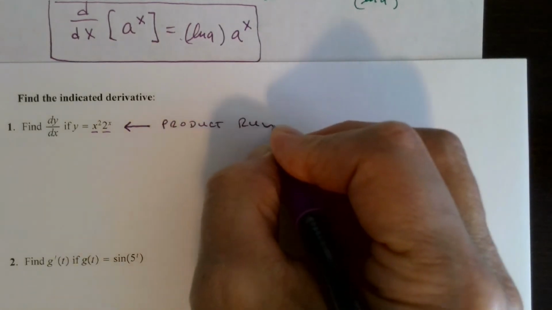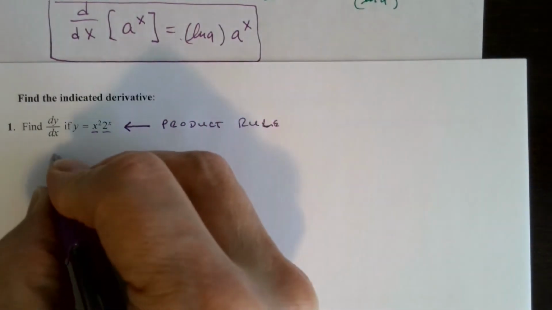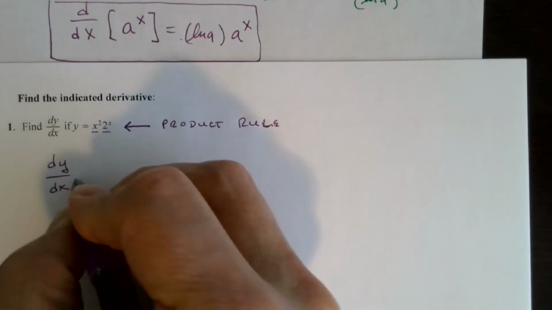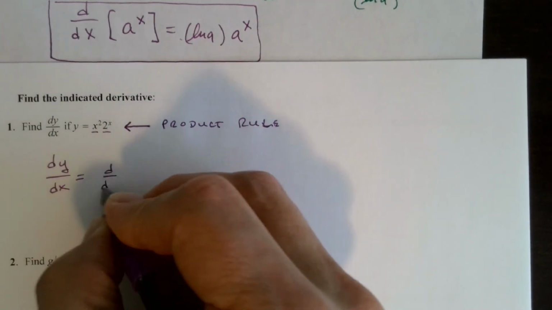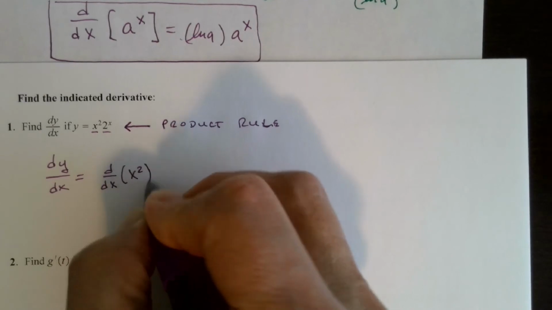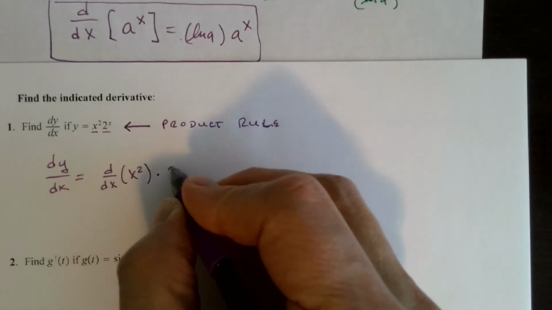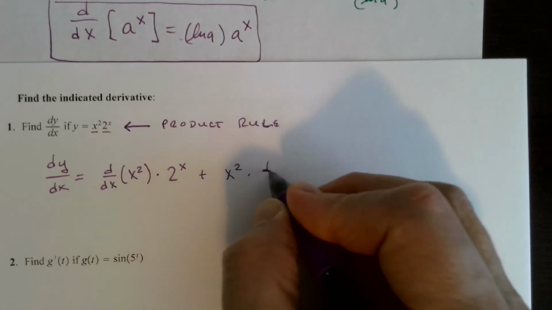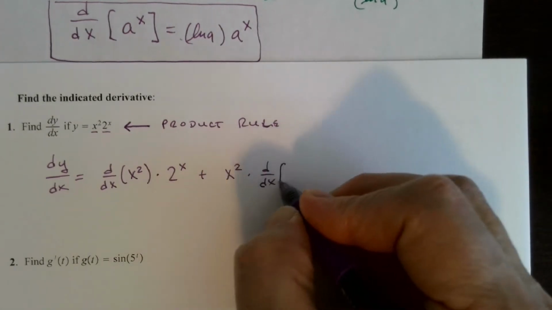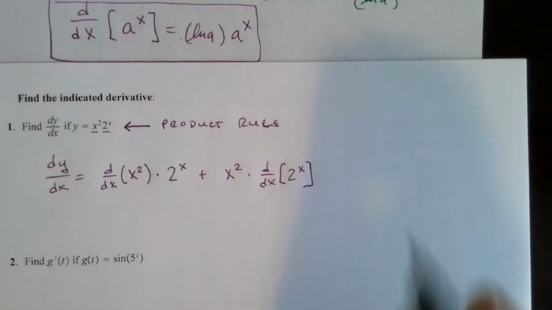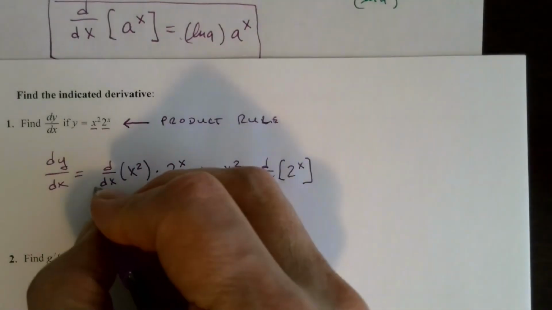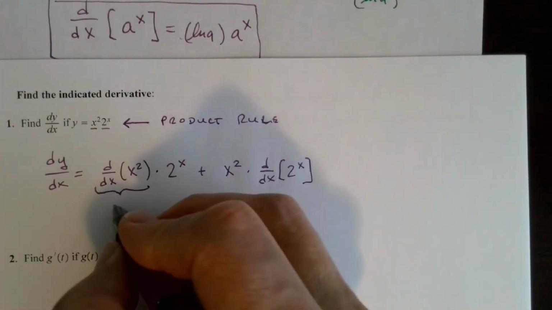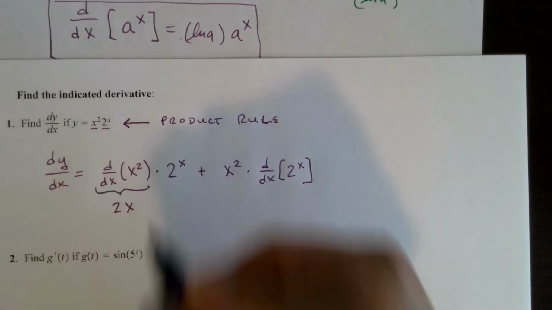All right, product rule. And so dy/dx is take the derivative with respect to x of x squared times 2 to the x, plus x squared times the derivative with respect to x of 2 to the x. That's the product rule. The derivative with respect to x of x squared, that's just power rule, right? That's 2x, that's easy.